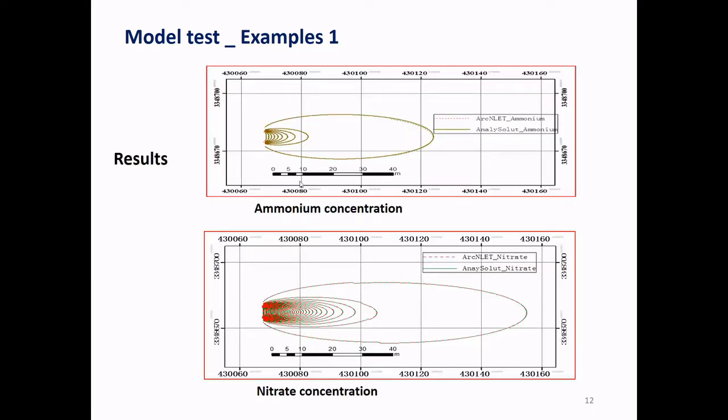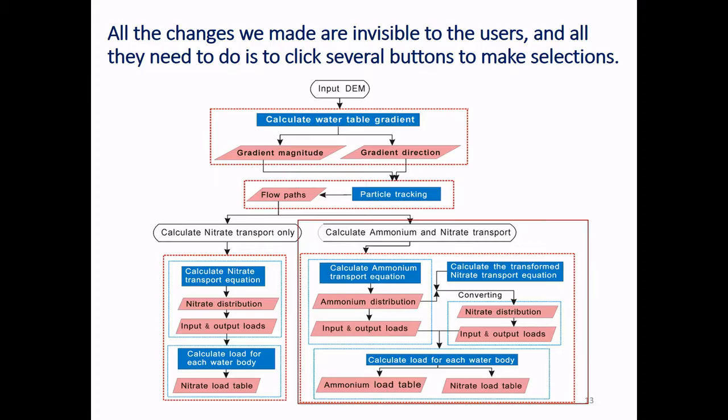And here is our results. We published this in a paper of Zhu et al. 2016, available at the project website. So this is the simulated ammonium using ArcNLET and the EPA's analytical solution implemented in the Fortran code. Essentially you can tell they're identical. So this gives us the confidence that our coding is correct, and then we can use it for real-world application, right?